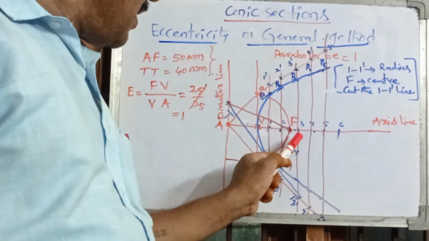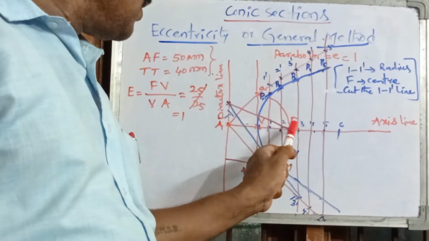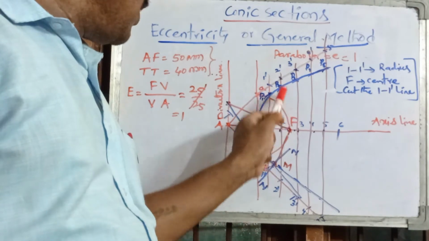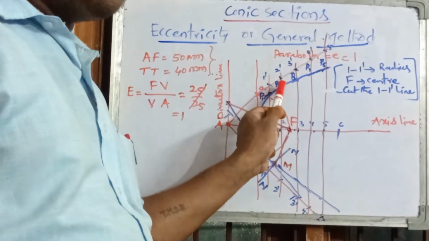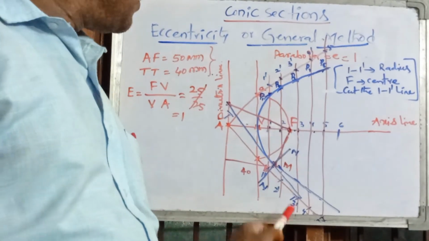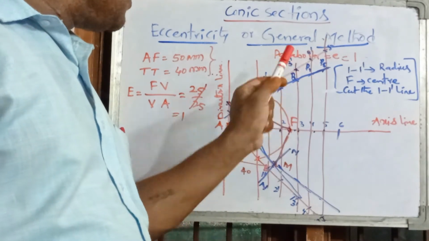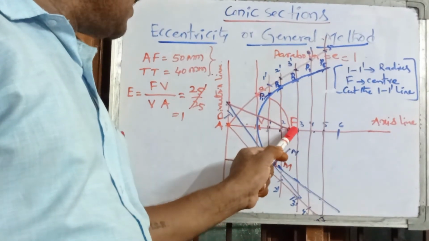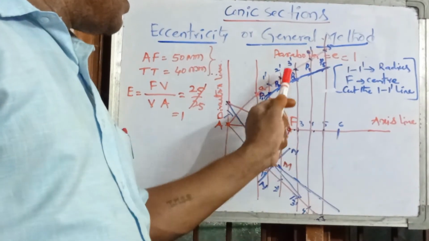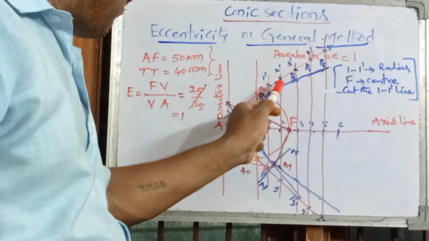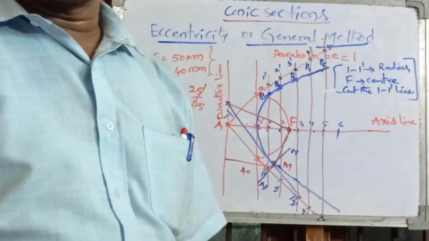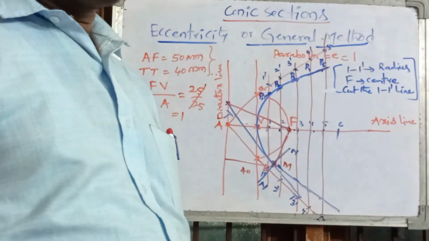In the same manner, take 2 to 2 dash as the radius, F as the center, and cut the second point on both sides. In the same manner, 3 to 3 dash as the radius, F as the center, and cut the third point. Like that 4, 5, 6. Join all the points with a smooth curve and you will get the parabolic curve.